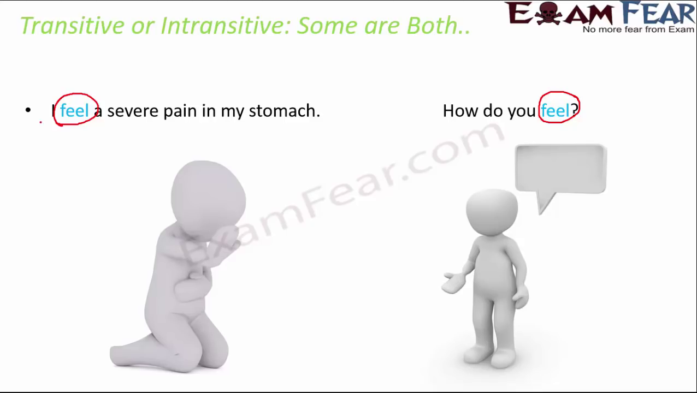So in this case, I is the subject. Now if I ask a question, I feel what? I feel a severe pain. That means this pain is the object in this case. So feel here is a transitive verb. But when you ask a question, how do you feel? There you do not have an object and therefore this feel is an intransitive verb.